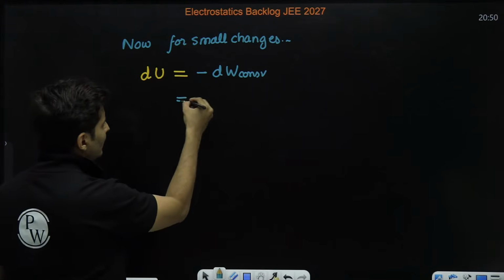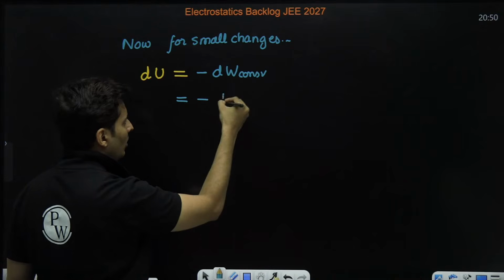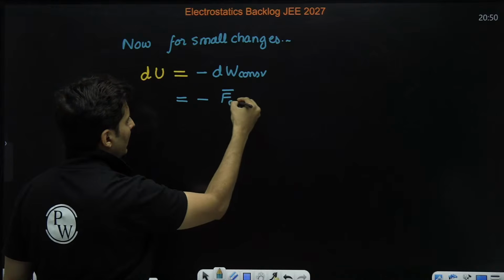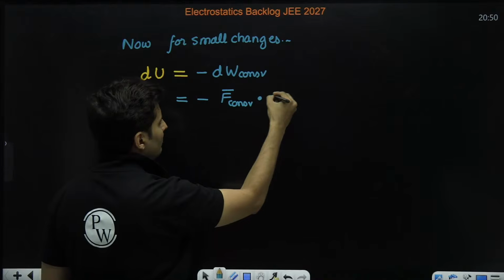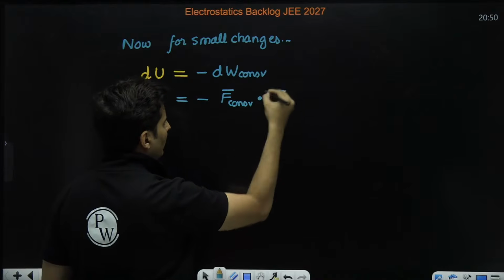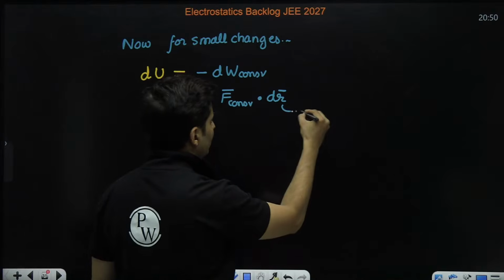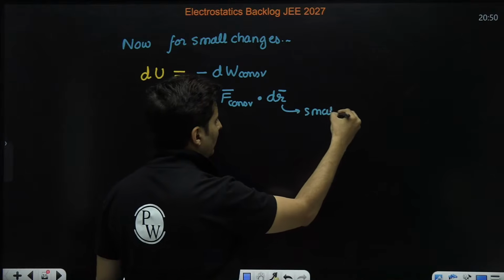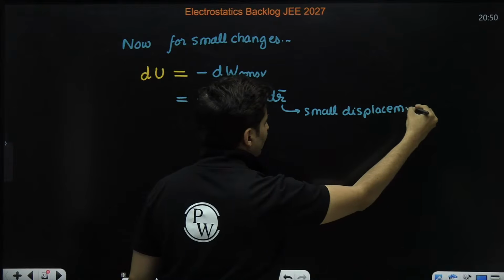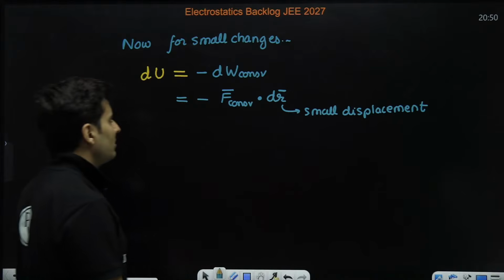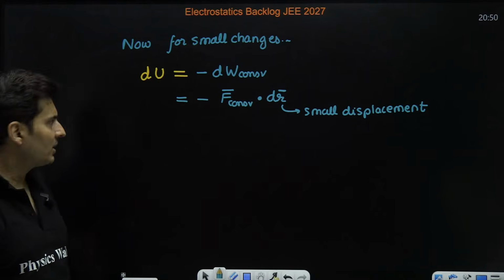So what happens now, this work done is nothing but force into displacement, but since this is a small work, this will be that force at that instant, conservative, into that small displacement. Let's say I call it dr or ds, whatever you want to call it. This is a small displacement. This is the force at that moment, making sure the work happens.